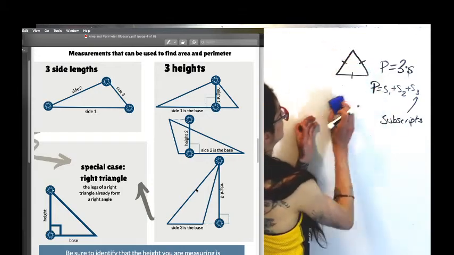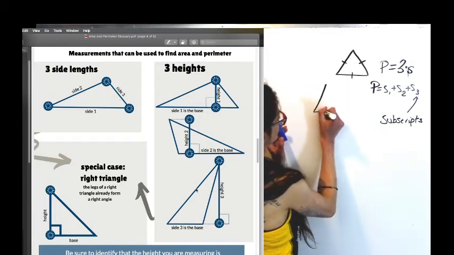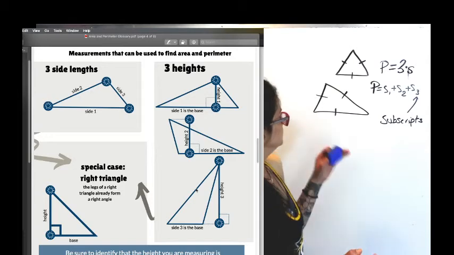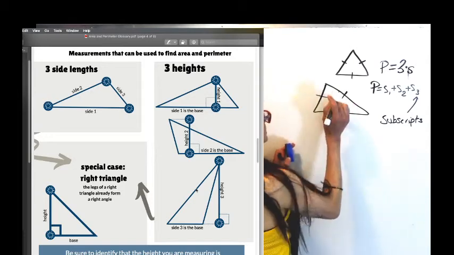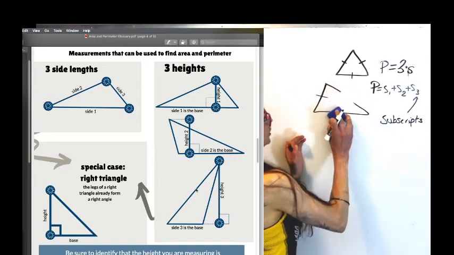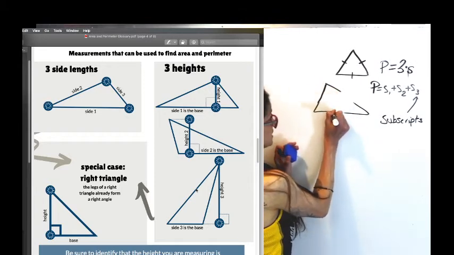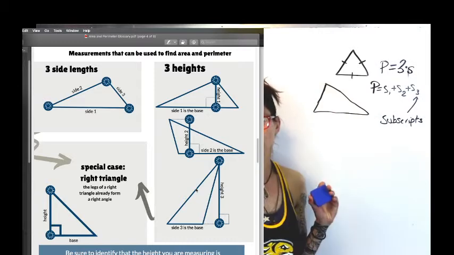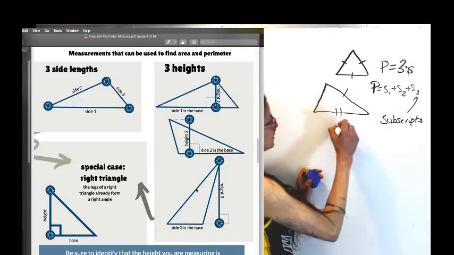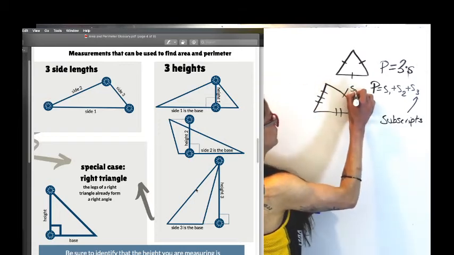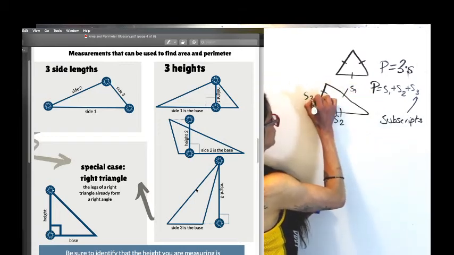Let's make it one that's not equilateral. I put those little marks because I was just in the flow and I realized that this is not equal sides. So what you could do is say, this is its own length, this is its own length, this is its own length, and then we can correspond side 1, side 2, side 3.